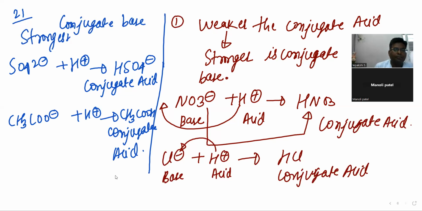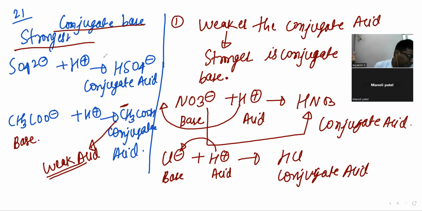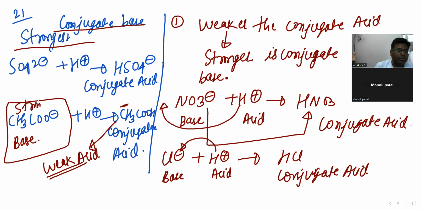Why is it the weakest? Because it is a carbon compound, a weak acid. So its base will be strong, right? The question is talking about the conjugate base. So since acetic acid is the weakest acid, the acetate ion is the strongest base. So this will be the strongest one, right? Strongest. So please write this whole explanation.